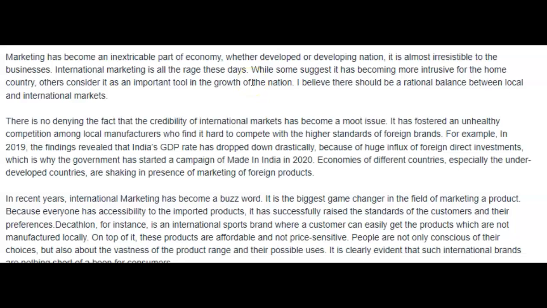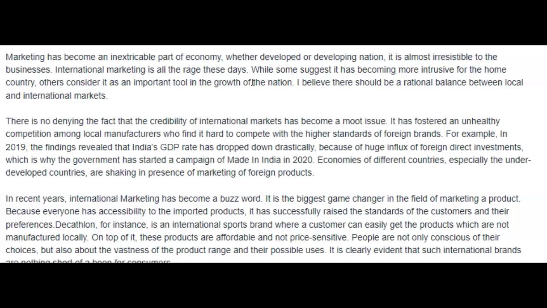Marketing has become an inextricable part of the economy for both developed and developing nations. With the world becoming ever more global, companies are using international marketing to reach new markets or to reach new customers. While some suggest this type of marketing is more intrusive for the home country, others consider it as an important tool in the growth of the nation. Does that make sense? Did you see what I did?